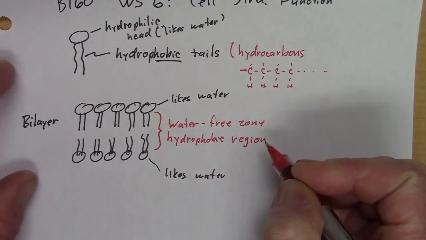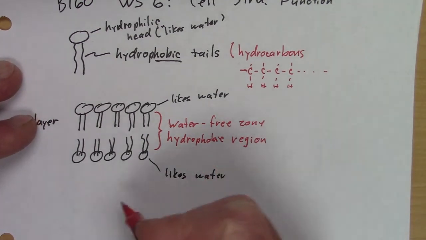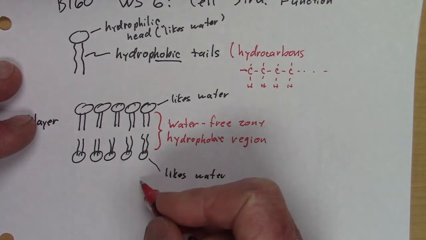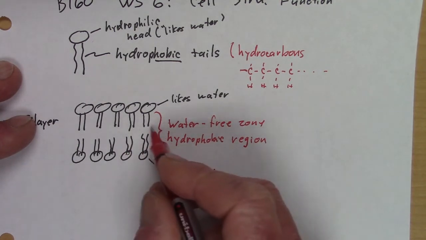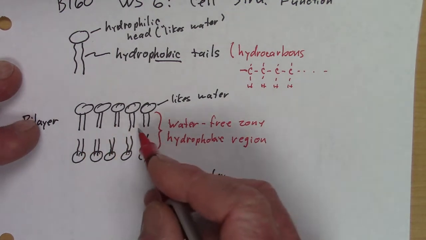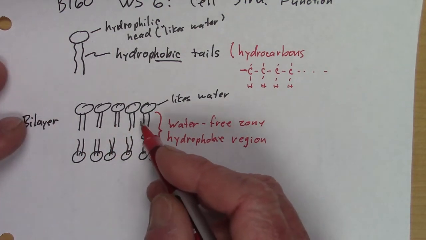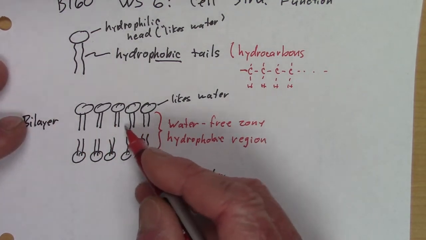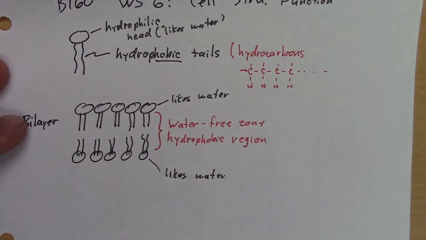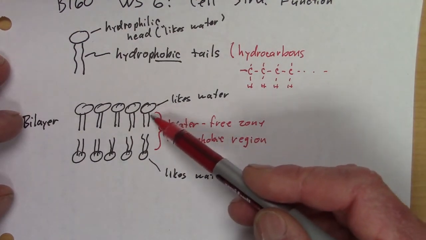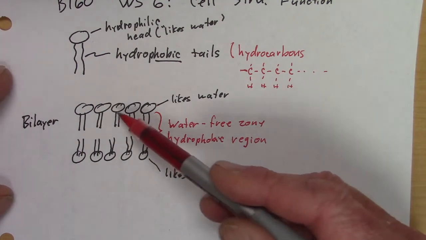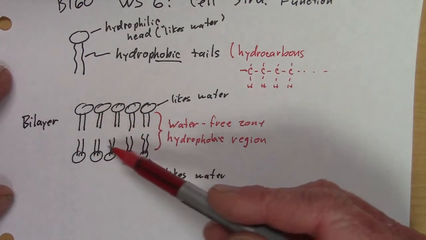So the point is that anything that's dissolved in water, and water itself, cannot pass easily through this region. It's excluded. These are like oils, and oil and water don't mix. Okay, so that's the basic arrangement of phospholipid molecules, hydrophilic head, hydrophobic tails, and how they arrange themselves in a bilayer.